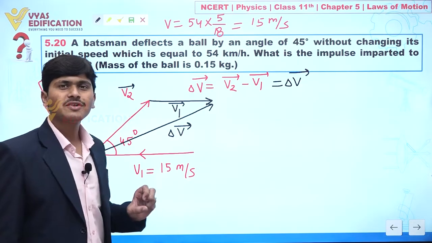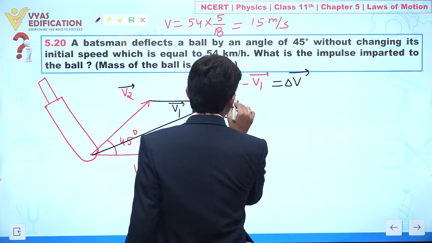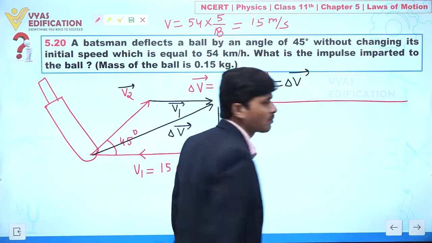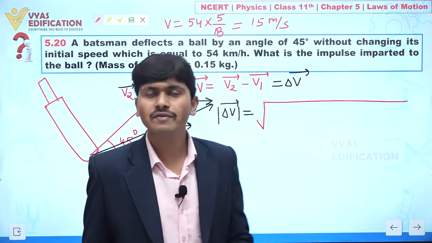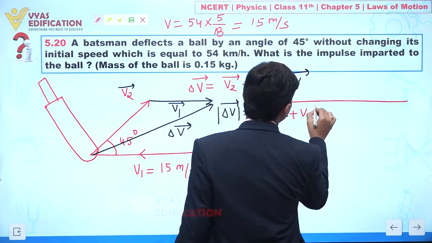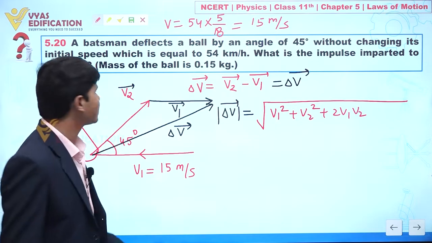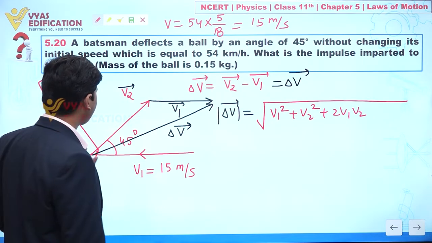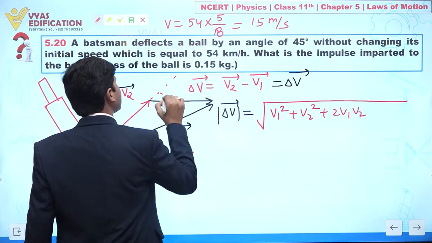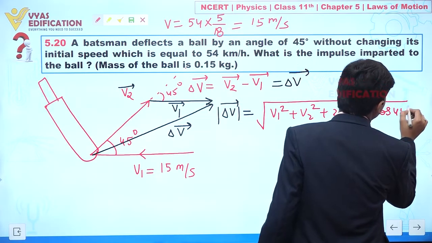Now my objective is to first calculate the change in velocity. I can calculate the magnitude by this formula: the square root of V1 square plus V2 square plus 2 V1 V2 cos theta. What is the angle between the two vectors V2 and V1? If you extend this one, the angle is 45 degrees, so we have cos 45.